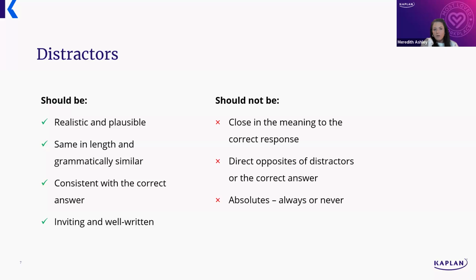It has to still be an incorrect answer, but like I said, it has to do with the stem of what the question is asking. Direct opposites of distractors or the correct answer: we don't want them to be direct opposites of that. Obviously, that really makes it an easier choice then. And then absolutes. You don't really want to use always or never, just like we mentioned before. We've always been told always or never, just exclude those. So students know that. So that's not necessarily a good distractor when it uses the words always and never.